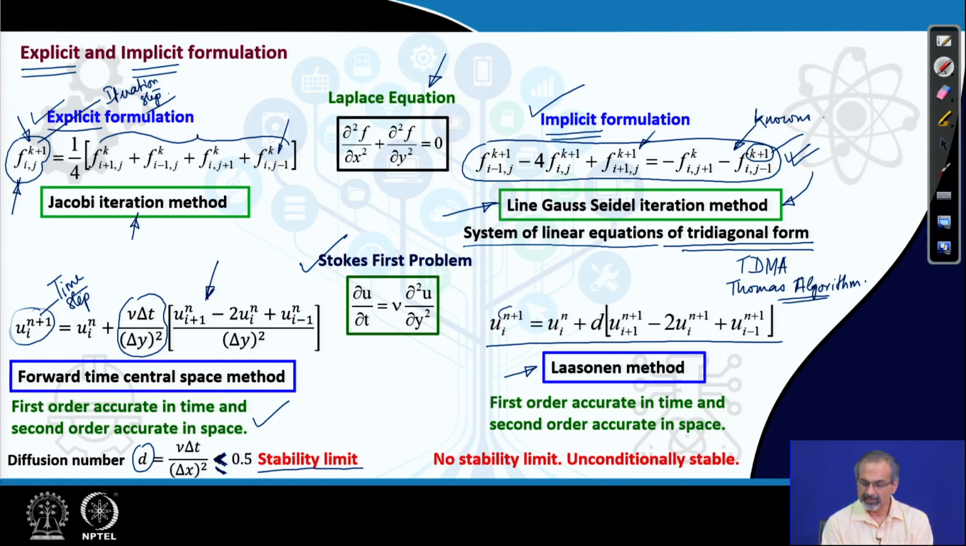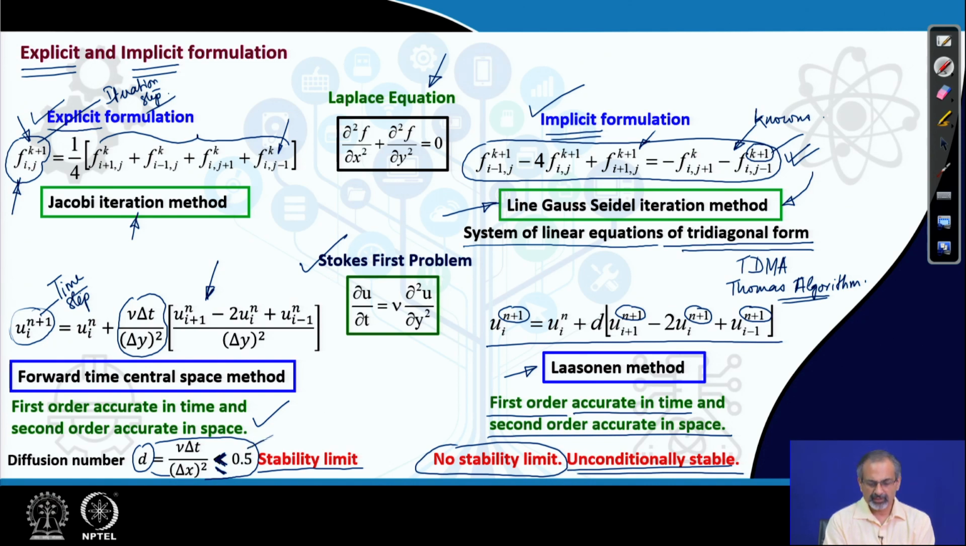So, here there are multiple terms which contain the n plus 1th time step, and therefore, they will have to be solved simultaneously. Accuracy wise, it is first order accurate in time, second order accurate in space. Interestingly, it has no stability limit whatsoever. It is unconditionally stable.